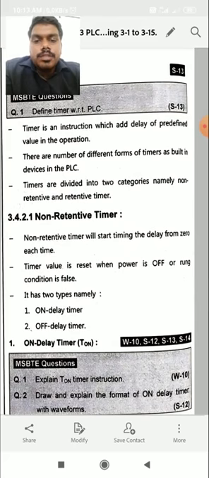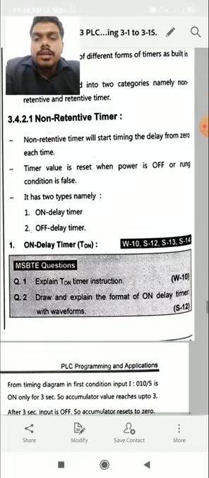Non-retentive timers will start timing the delay from 0 each time. Each time the timer starts, it starts from 0. The timer value is reset when power is off or the run condition is false. When the power is off and the run condition is false, the timer will automatically get reset. Based on this, it has two types, namely the on delay timer and the off delay timer.